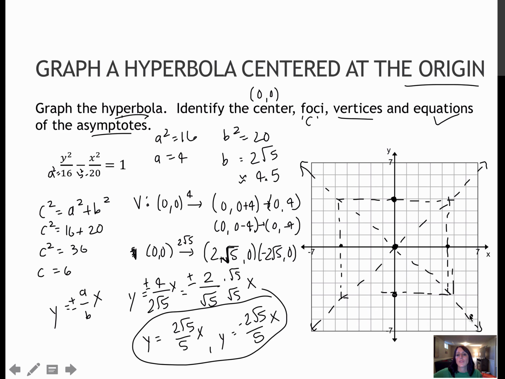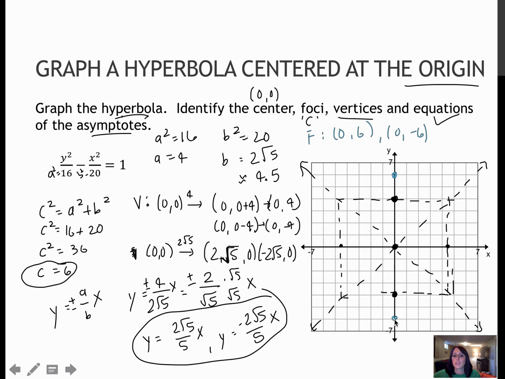So I've already graphed those, so I don't need to graph them now. So I have the equations of the asymptotes. I have my vertices here and here. The foci I have not found yet, so the foci are using my c value. Again, the foci would be adding or subtracting c to the y value of the center. So that would be 0, 6 and 0, negative 6.